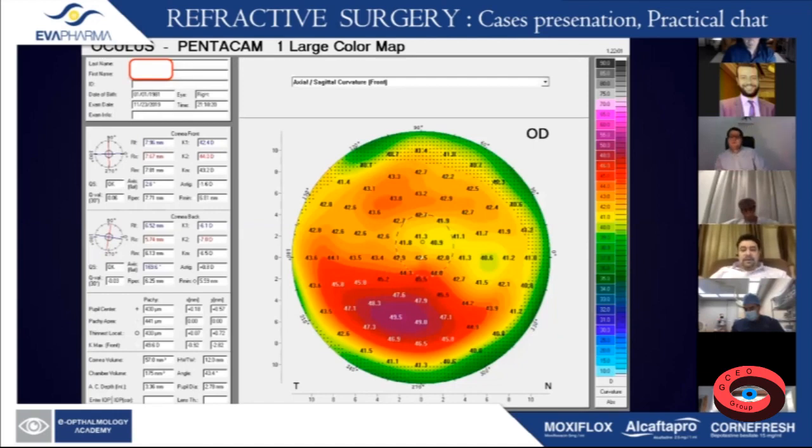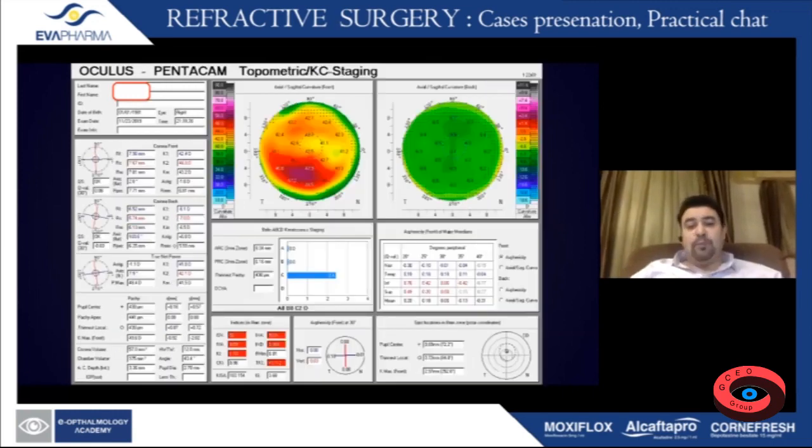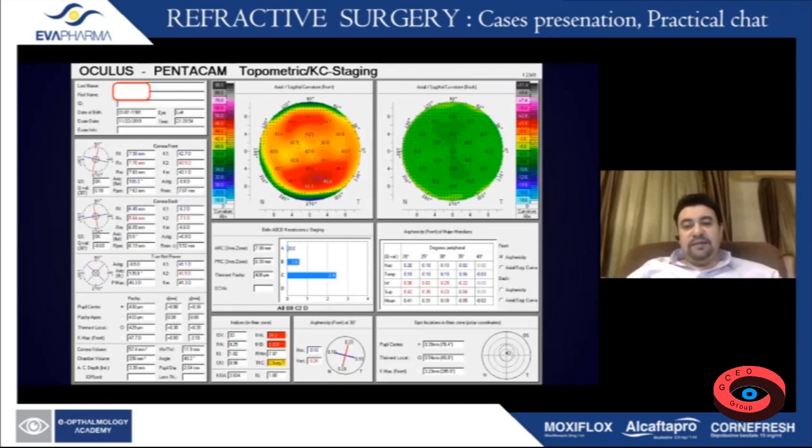And here is the left eye showing a similar image with 47.7 steep Kmax. And of course, the machine will be misled by the topographic data and give you the impression that this is keratoconus stage 1 or 2, and the left eye also showing abnormalities.